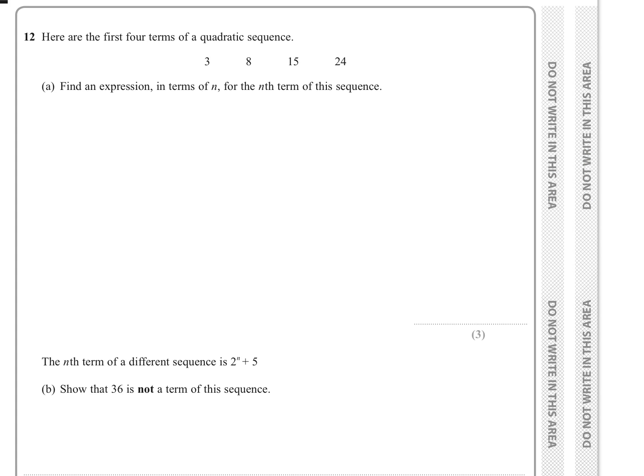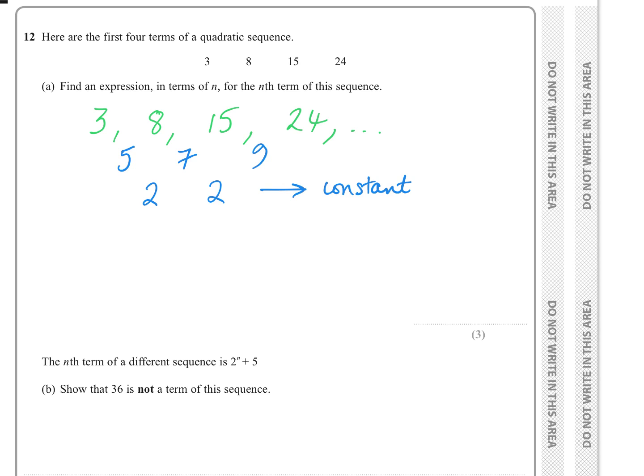Question 12. Here are the first 4 terms of a quadratic sequence. 3, 8, 15, 24, and so on. And we need to find an expression in terms of n for the nth term of this sequence. But we'll look at the first difference first. So it's 5, 7, 9. And then we'll look at the second difference. And the second difference is constant. So if the second difference is constant, then it's a quadratic.